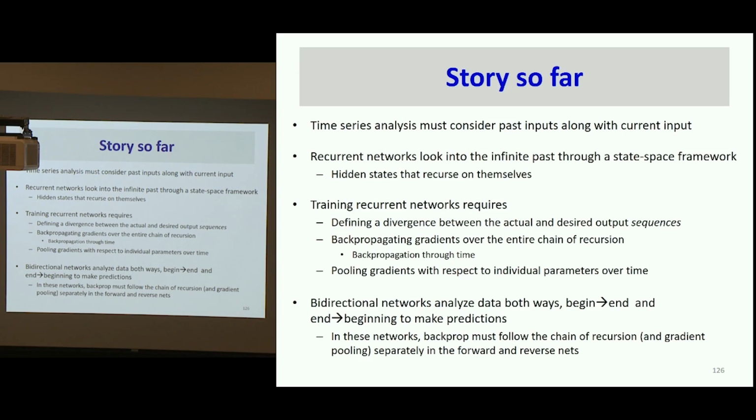Bidirectional networks analyze data both ways, from beginning to end and from end to the beginning. And in these networks, backpropagation rules must follow the chain of recursion separately through the forward net and the backward net. So in the forward net, you're going to be propagating gradients from the end to the beginning. In the backward net, you're going to be propagating them from the beginning to the end.